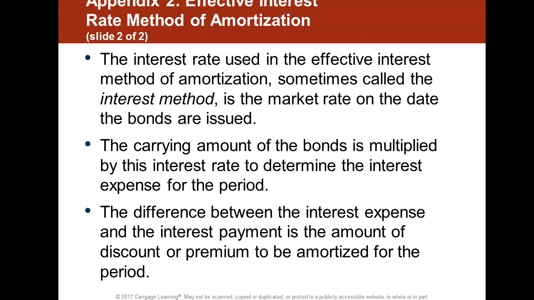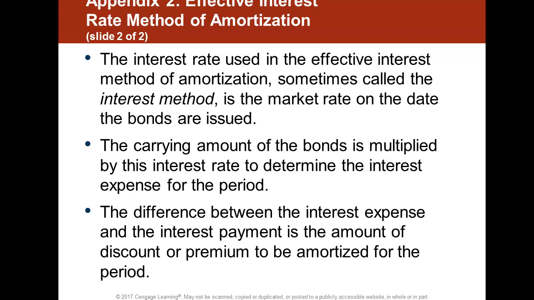Now, what does that mean? Let's think about this. When you calculate your interest expense, you're going to be using the market rate, right? But the interest payment is going to be based on the coupon rate. This only matters when the rates are different. So you calculate your 100,000 times your market rate, which is 12% in our example, and then you calculate the interest that's going to be paid to your bondholders at 100,000 times the 10%. The difference between these two calculations is going to be the amount to be amortized, and that's the effective interest method.